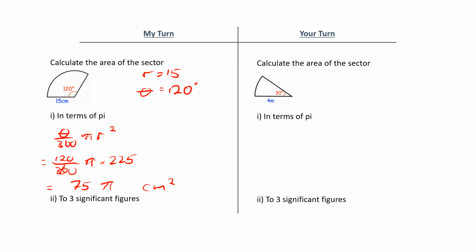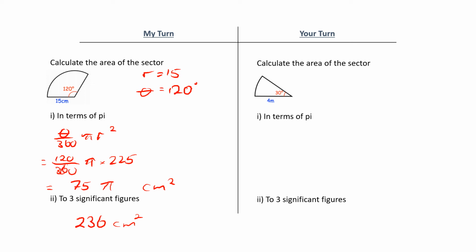Okay, so to three significant figures then, 75 pi, press the SD button and you will get 236 to three significant figures. What that SD button does is that calculation for you. It takes 75 and times it by pi to get 236 to three significant figures. Okay, so have a go at your turn, pause the video, have a go, and then we'll go through it in a moment.